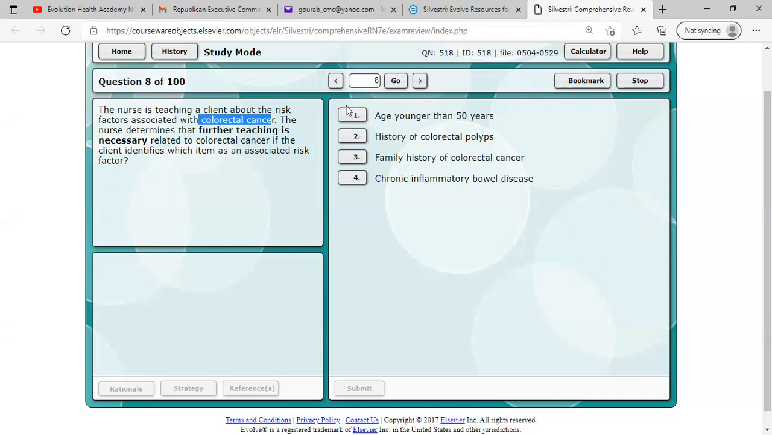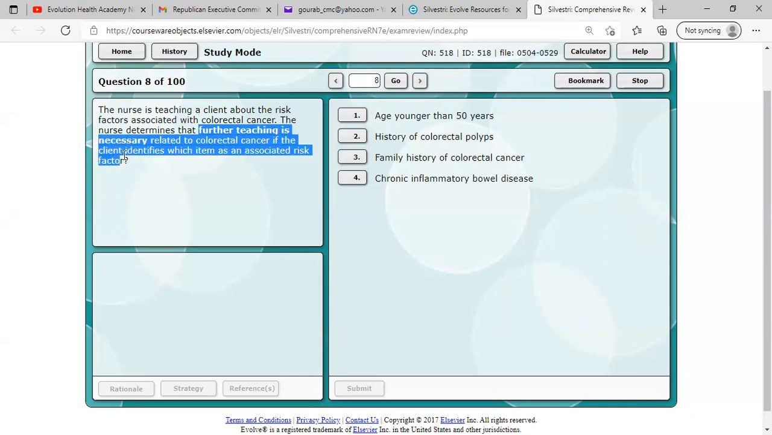This is the answer. Why? Because further teaching is necessary, which means I'm doing something wrong. As a healthcare provider, you are the person who is going to teach me, re-educate me, correct me, right? So first of all, colorectal cancer, there are 4 options.